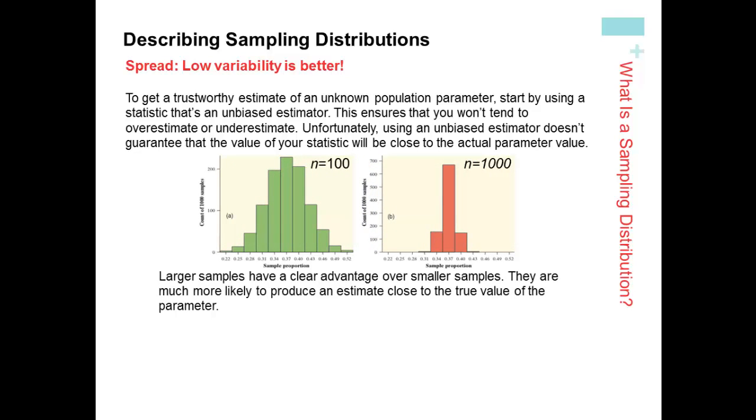Larger samples have a clear advantage over smaller samples. They are much more likely to produce an estimator close to the true value of the parameter, as you can see from above, taking a sample of 100 versus a sample of 1,000.